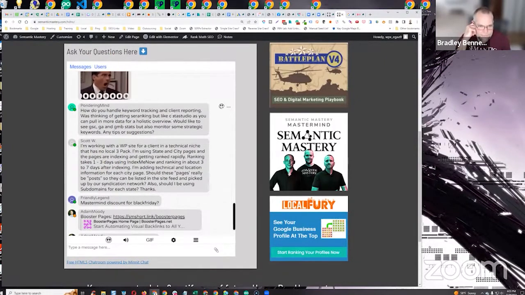Okay. So I think you mean indexing takes 1 to 3 days and then ranking in about 3 to 7 days. I'm adding technical and location information for each city page. Should these pages really be posts so they can be listed in the site feed and picked up by our syndication network? Also, should I be using subdomains for each state? Thanks.